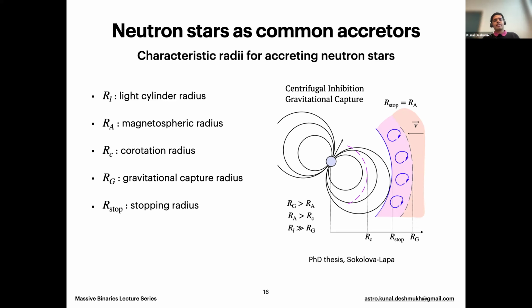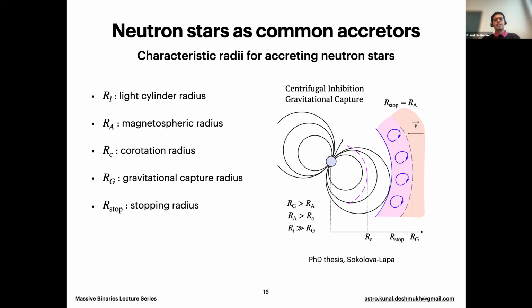Then we have the magnetospheric radius, RA, also called the Alfvén radius. This is the radius at which the magnetic pressure outward and the ram pressure, or the pressure of the incoming material inward, is balanced. So this is where the magnetosphere is kind of holding the material. Then we have the co-rotation radius. This is the radius at which, if you are co-rotating with the neutron star with the same angular velocity, you're also at Keplerian velocity. So anything beyond that is super Keplerian in some sense.